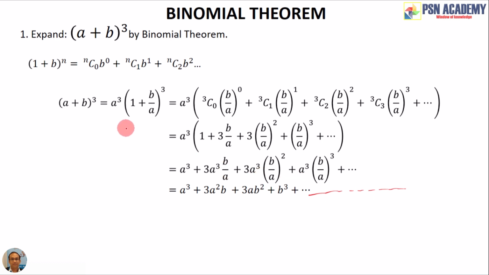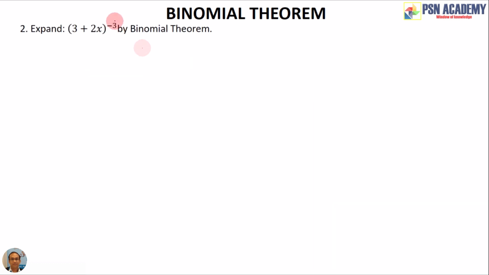So the second technique actually is also working with positive integral index, isn't it? Now we will check whether it is working with negative index and with rational index, okay? See here, minus 3 is a negative index, and here is A and the B is 2x, right? So we have 3 plus 2x raised to minus 3. Now what will you pull out?